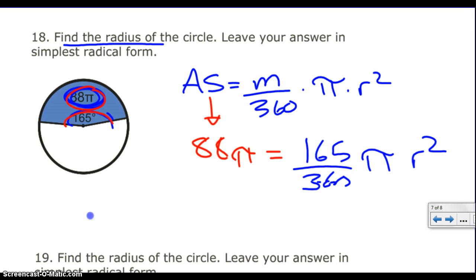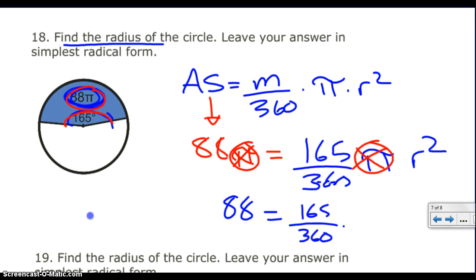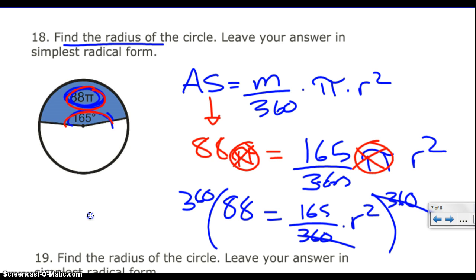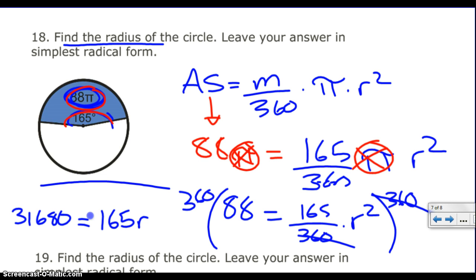From here, we can cancel out the pi on each side. And so now we just have 88 equals 165 over 360 r squared. Here we don't like denominators, so we're going to multiply each side by 360 to get rid of that nasty denominator. The 360s go away on the right. 360 times 88 is going to be a big number that Siegel's going to tell you in a minute. It's 31,680. So 31,680 equals 165 r squared. Oh, I was jumping ahead. I'm trying to get that done so fast. And then we divide each side by 165. You'll get another big number.